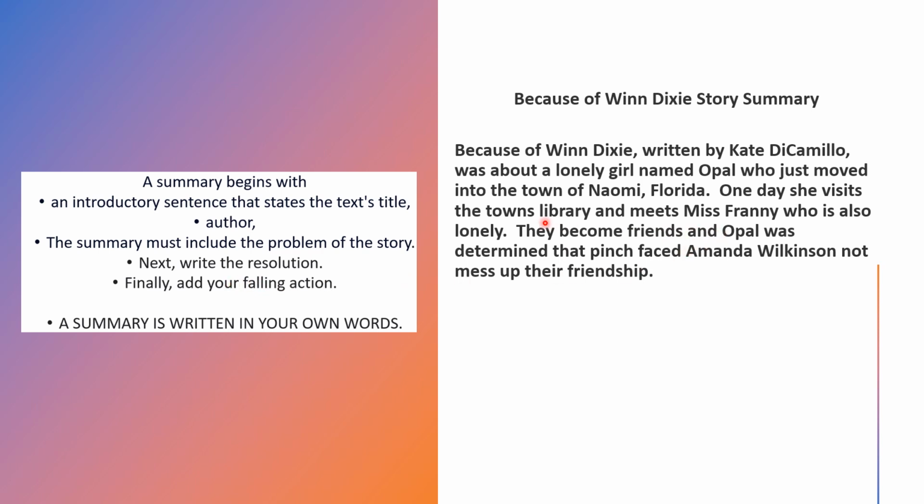And finally, the falling action. They become friends, and Opal was determined that pinch-faced Amanda Wilkinson not mess up their friendship. Okay, I think that's a pretty decent story summary. It gets to the point, and it's got all of the things in here that need to be in a story summary.